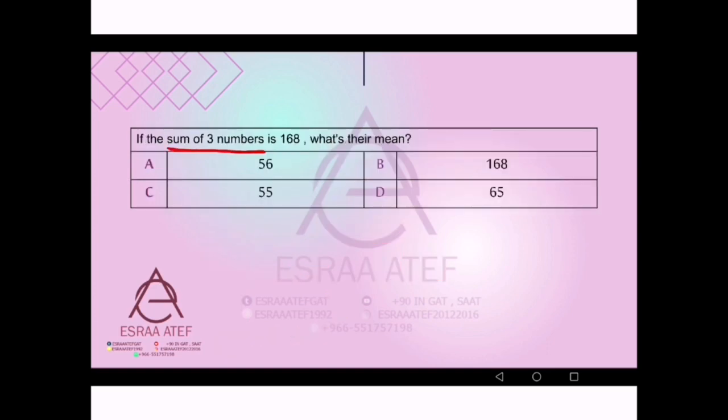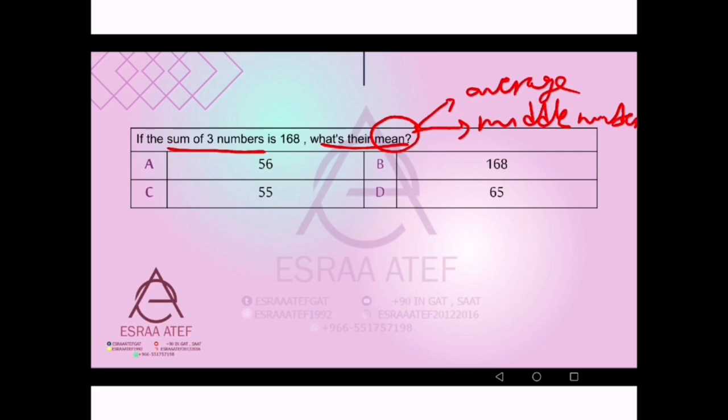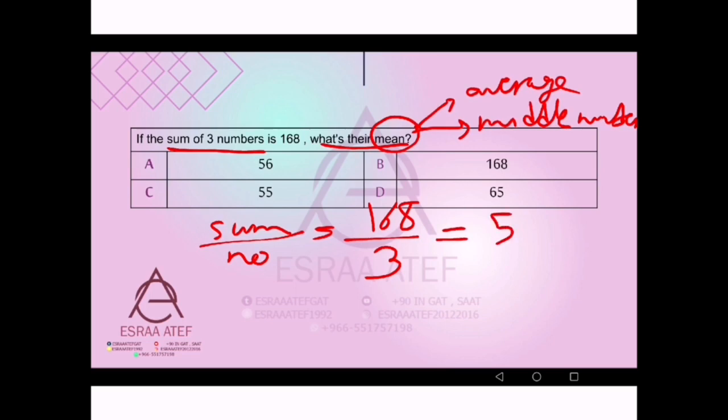Here the sum of three numbers is 168. What is their mean? Their mean is the same as their average. To get it, we have the rule: sum over the number of them. The sum is 168, over the number of them, which is 3. So the answer will be 56. Next one.